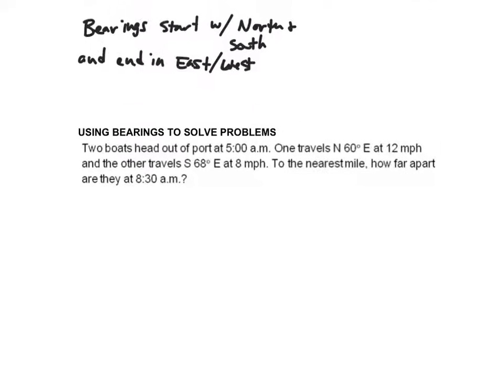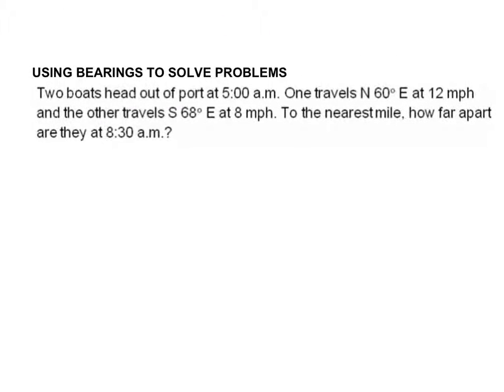But here's what we've got. Let's use the bearings and use that concept to draw a picture and answer a question. Two boats head out of port at 5 a.m. One travels north 60 degrees east at 12 miles per hour, and the other travels south 68 degrees east at 8 miles per hour. To the nearest mile, how far apart are they at 8:30 a.m.?